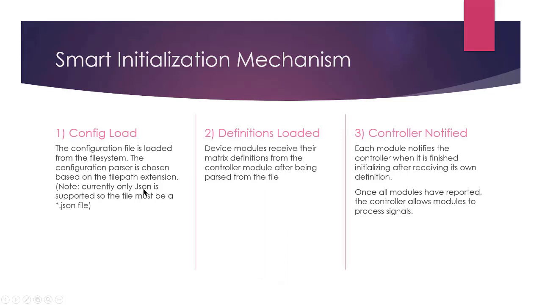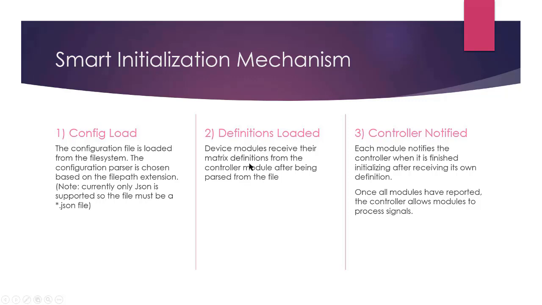So next up, we'll move on to the configuration. The way this works, I call this the smart initialization mechanism, and there's 3 steps mainly. This last step will loop back to here, but the configuration gets loaded. Currently only JSON is supported, so this must be a JSON file because the parser type is chosen based on the file extension. I'll talk more about that in the next slide.